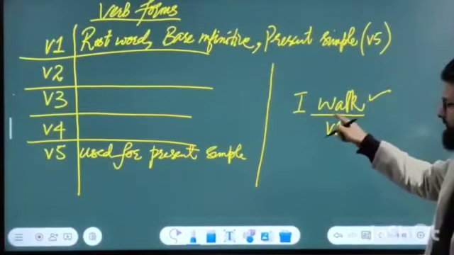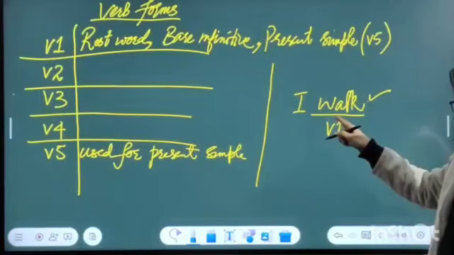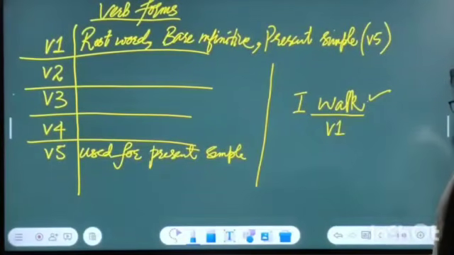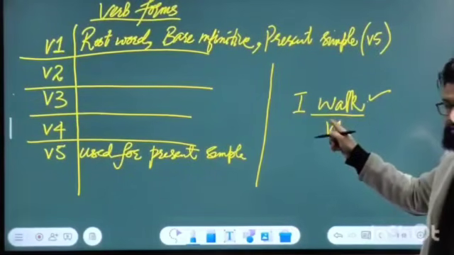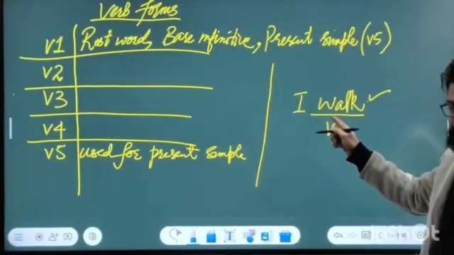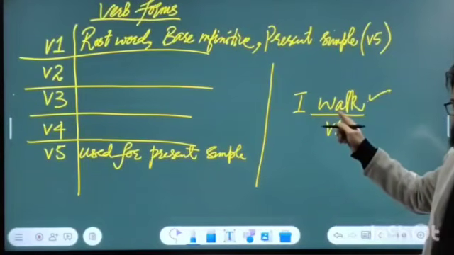By the way, tell me whether this is a sentence or not. I walk. It conveys the message. It is because it's complete. Is this a sentence? I walk.